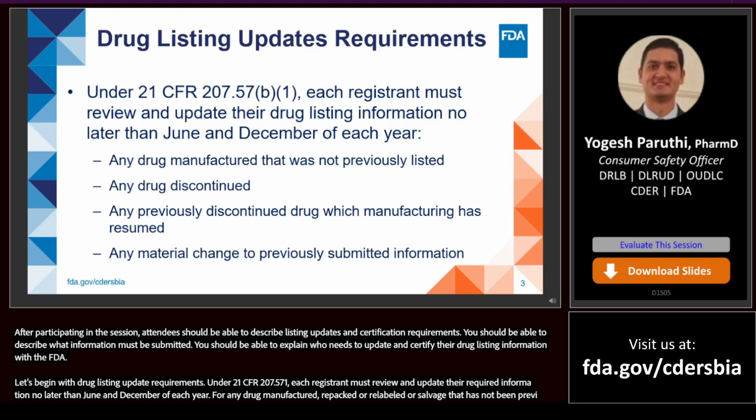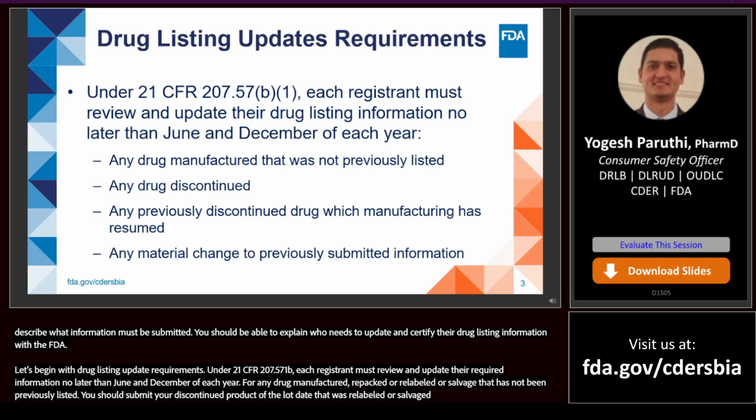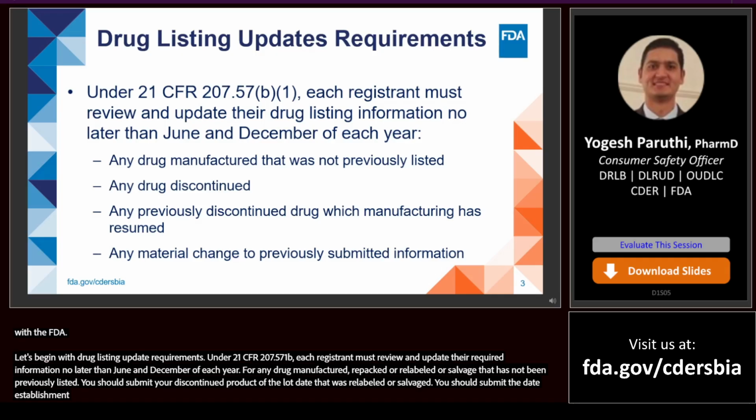You should submit the date you discontinued your product by providing the expiration date of the last lot that was manufactured, repacked, relabeled, or salvaged. You should submit the date an establishment resumed manufacturing, repacking, or relabeling a drug that was previously discontinued. You should submit any material changes to any information that was previously submitted.